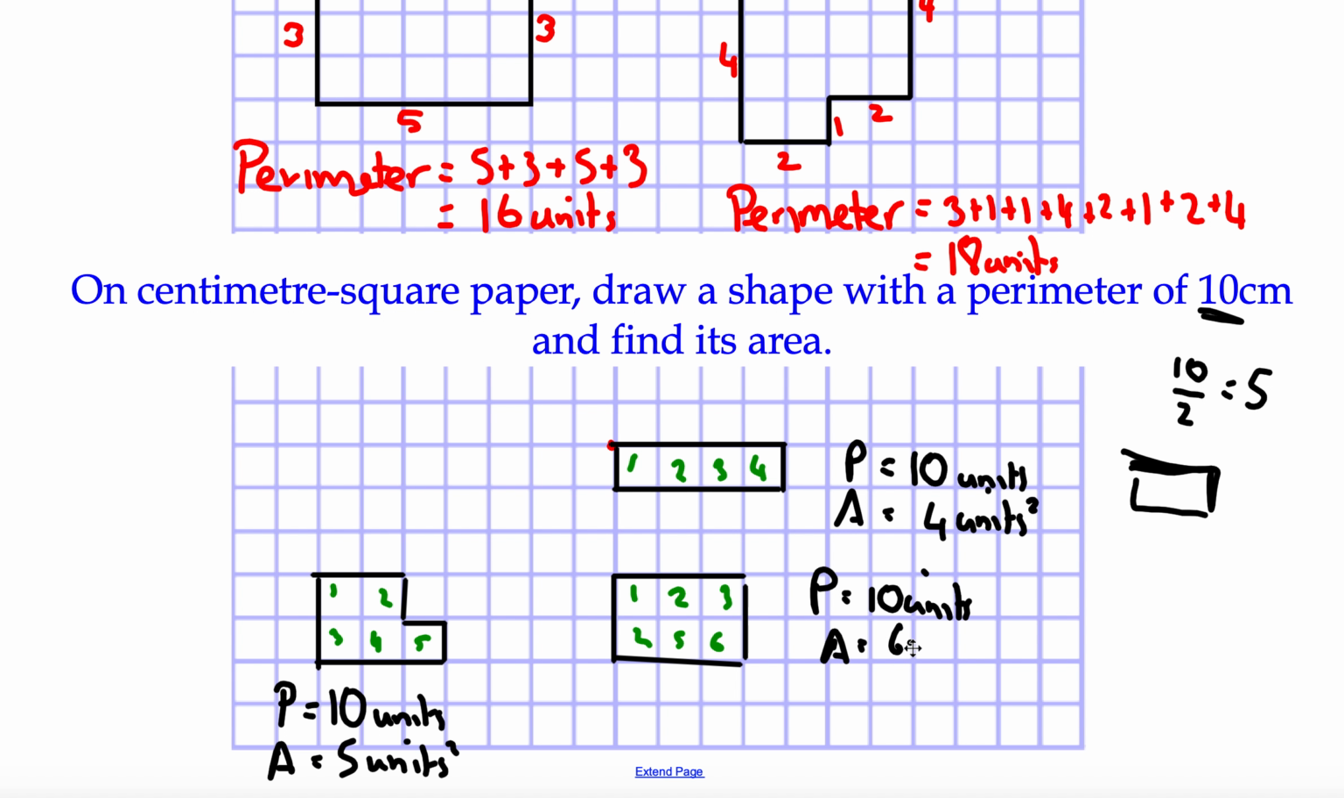6 square units. So it's possible to have different shapes with the same perimeter, the same distance around the outside, but different areas inside. And that's an interesting idea. Okay, so have a look at that, try some of the problems that I'm going to give you, and let me know if there's any problems, and I'll help you with it.